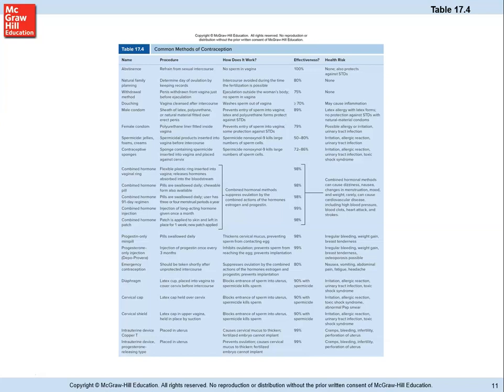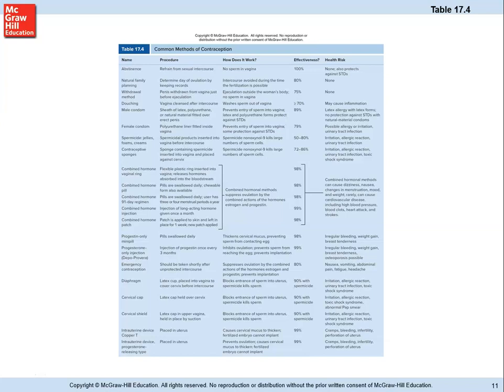Really, the most effective thing here, and really the only thing that is 100% effective at preventing pregnancy and 100% effective at avoiding STDs, is abstinence. Apparently, that's not a popular method these days, but it works.